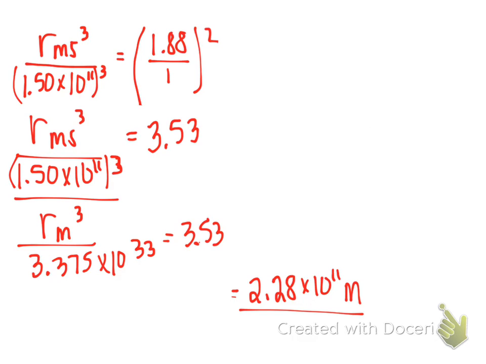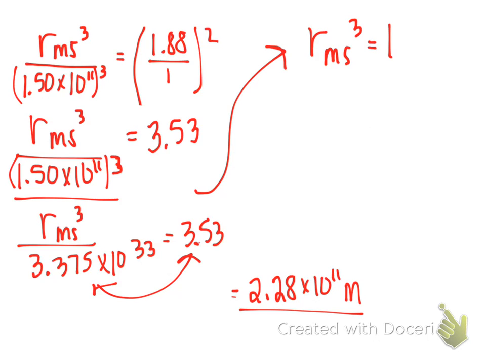From there, I'm going to multiply these two terms together. So I'm just going to go ahead and hit answer times 3.53. And I'm going to move my equation up here. So by multiplying that across, that leaves me with r sub ms cubed equals 1.19 times 10 to the 34th.